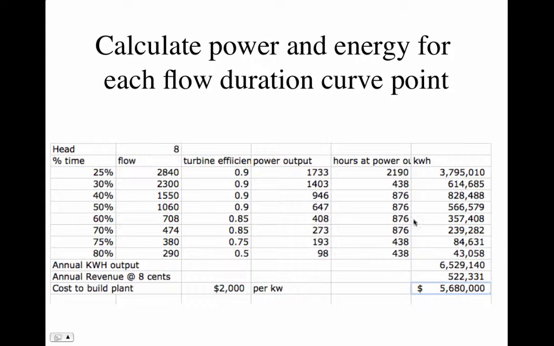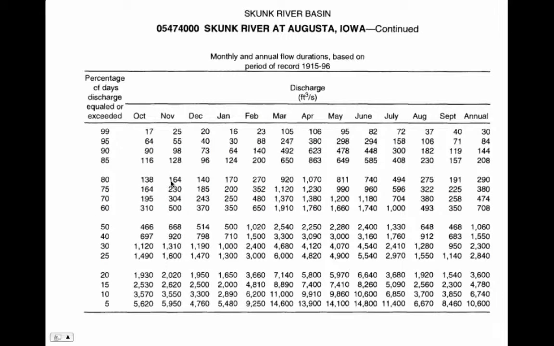So then what I did is put together a spreadsheet, and I assumed that there's 8 feet of head, and I put together the flow duration curve points. So at the 25% of the time flow equaled or exceeded, it's 2840. All the way down to 80%, it's 290. And these are all the different points in between. Again, that just came off this graph here, off these numbers right here.